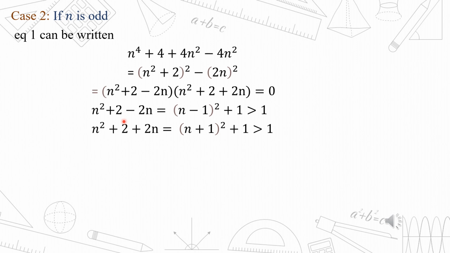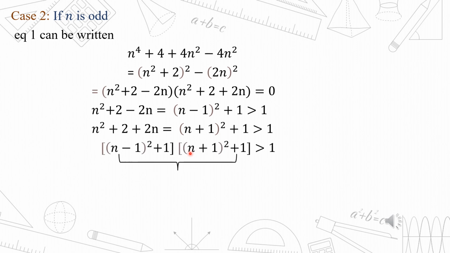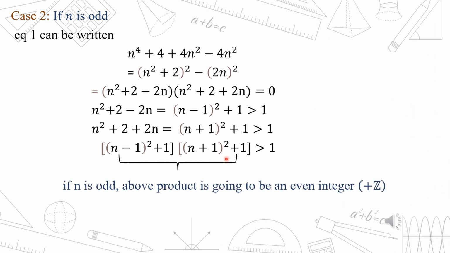n square plus 2 minus 2n, again we can write it as n minus 1 the whole square plus 1, which is greater than 1. Similarly, n square plus 2 plus 2n is equal to n plus 1 the whole square plus 1, which is greater than 1. The product of these two factors, that is n minus 1 whole square plus 1 into n plus 1 the whole square plus 1, is again going to be greater than 1. If n is odd, the above product is going to be an even integer.